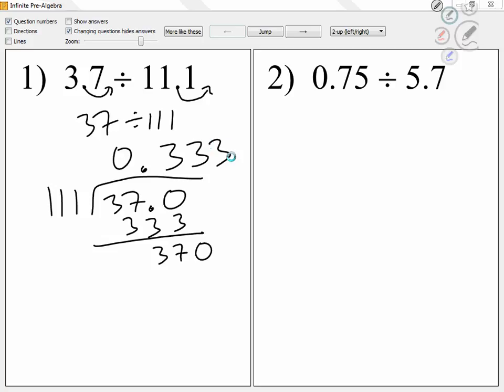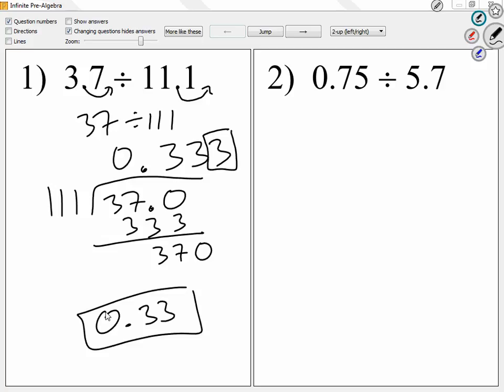And the reason why I stop at the third decimal number is I take a look at it. If the number is big, when I say big is 5 or more, add 1 to your answer. But since the number is small, my answer will be 0.33. If my third number was big, I would have called it 0.34.